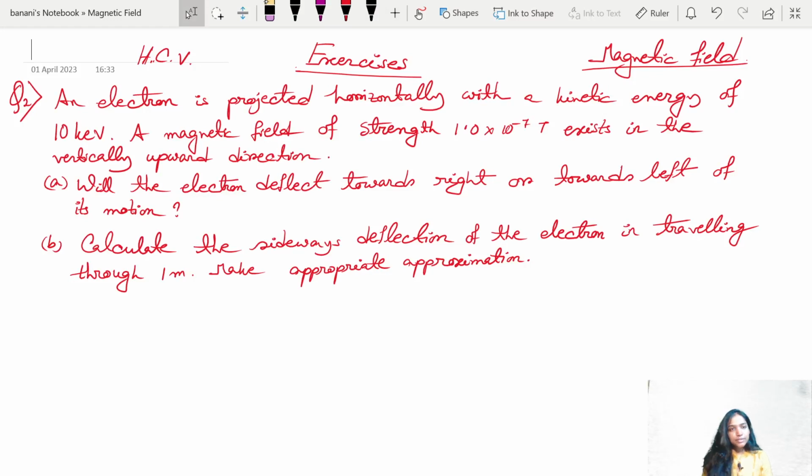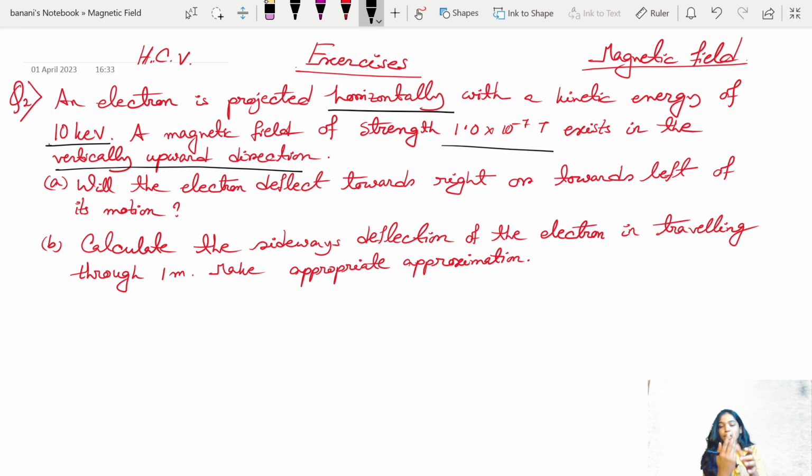So here the question is that an electron is projected horizontally with kinetic energy this, in a magnetic field of strength this, which exists in the vertically upward direction. The palm rule says that if the four fingers are directed along the magnetic field direction and the thumb along the direction of the velocity, then the face of the palm will point in the direction of the magnetic force.